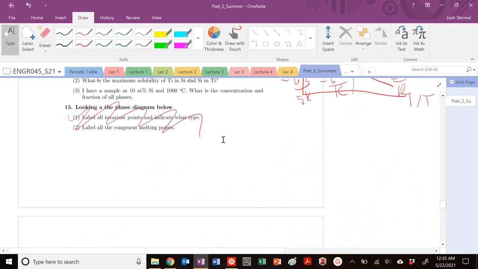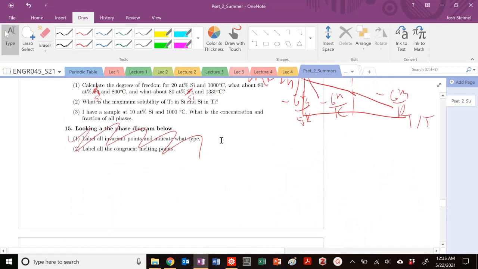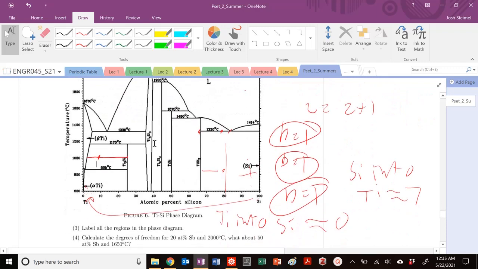So the question is asking us for the concentration and fraction of all phases. So we're in a 2-phase region, so I should have a concentration of beta. I should have a concentration of Ti3Si. So looking at these concentrations, my beta will give me 3. My Ti3Si, that's going to give me 1, 2, 3, 4, 5, about 25.